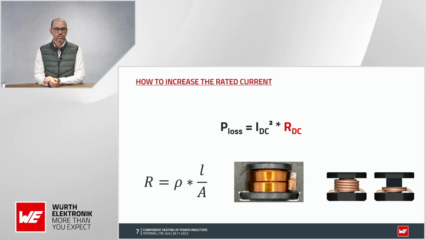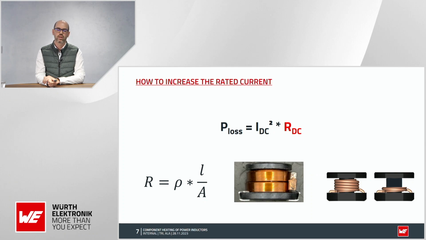So this means we can use the equation on the bottom left side, that the resistance is equal to the material, which is in this case copper, multiplied with the length divided by the area. So by using different kinds of wires, we can adjust our RDC. In the middle you can see a part which is using flat wire. Packing density is very high, so this means we have a high area, and that is why the RDC is going down.